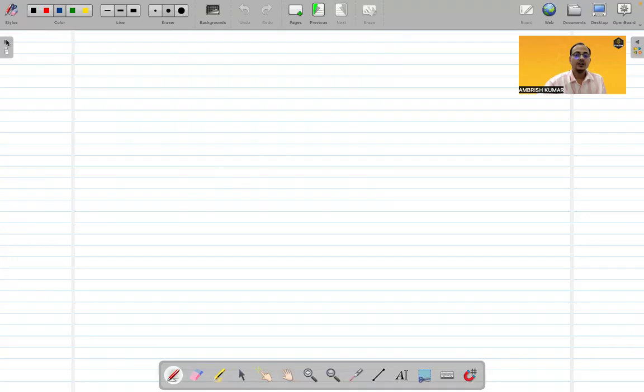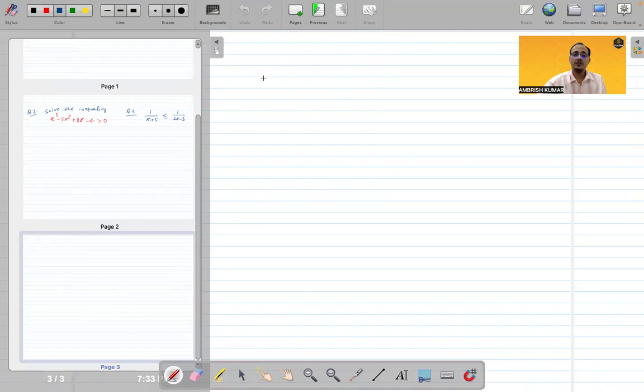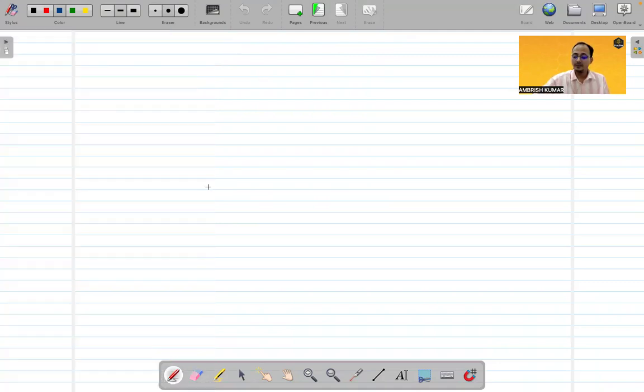Now I'm going to start with a topic, and this is a very, very important topic that we have in CAT as well as GMAT. The topic that we are going to start is inequations or inequalities. Let's see, we will be doing some good questions. But before that, we must understand the basics of inequations, inequalities.